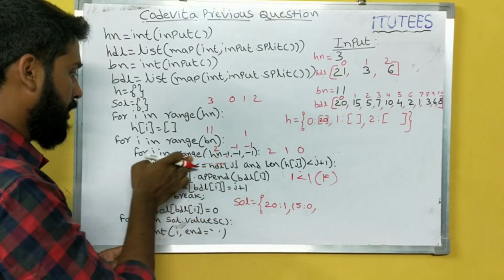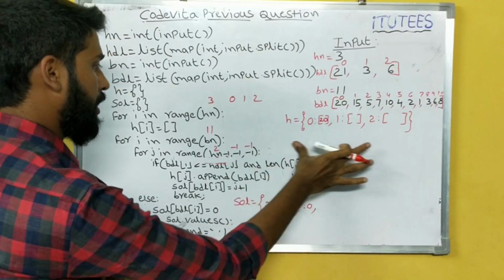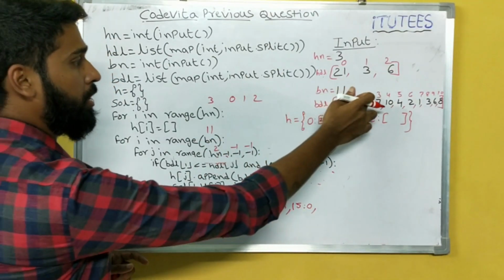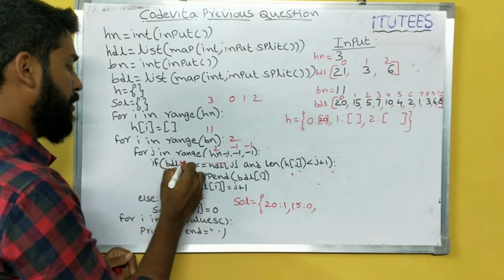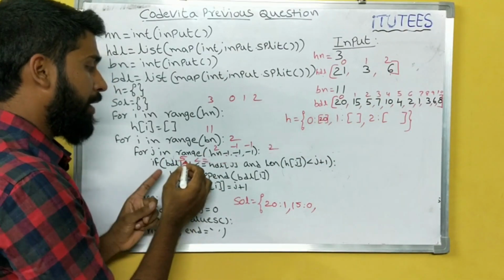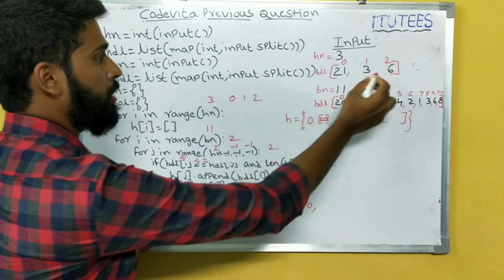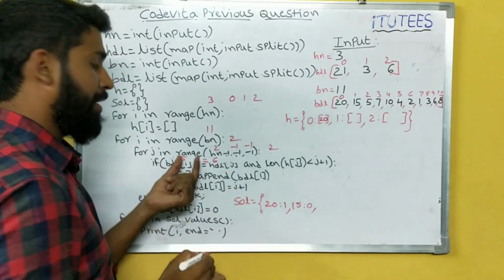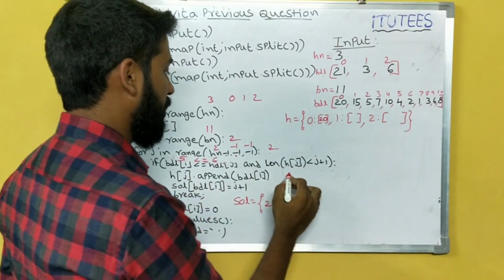Same. Next, now the J is incremented. What's the J? Previously it is 1. Now it is 2. So what is BDL of 2? 5. 5 less than or equals to HDL of J. What is the J value? 2. So that means 6. 5 less than or equals to 6? True. So we go to check the next condition.